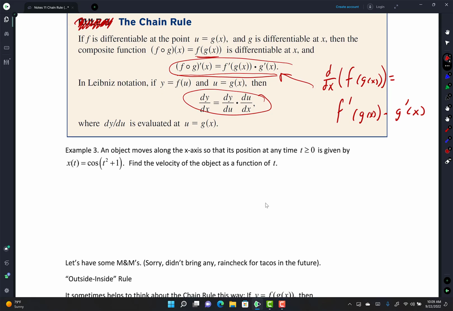Example 3. An object moves along the x-axis so that its position at any time t greater than 0 is given by x of t equals the given function. Find the velocity of the object as a function of t. Ooh, I don't even know. Let's see. I have a position function. I want velocity. How do I get velocity from position? This is not physics, I have to do it with calculus. I have a position function. I want to find an expression that gives me my velocity at any time t.